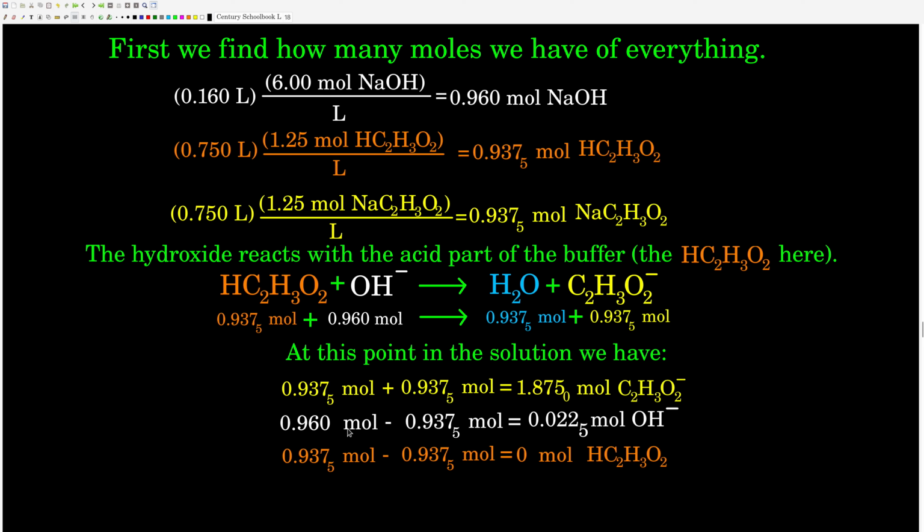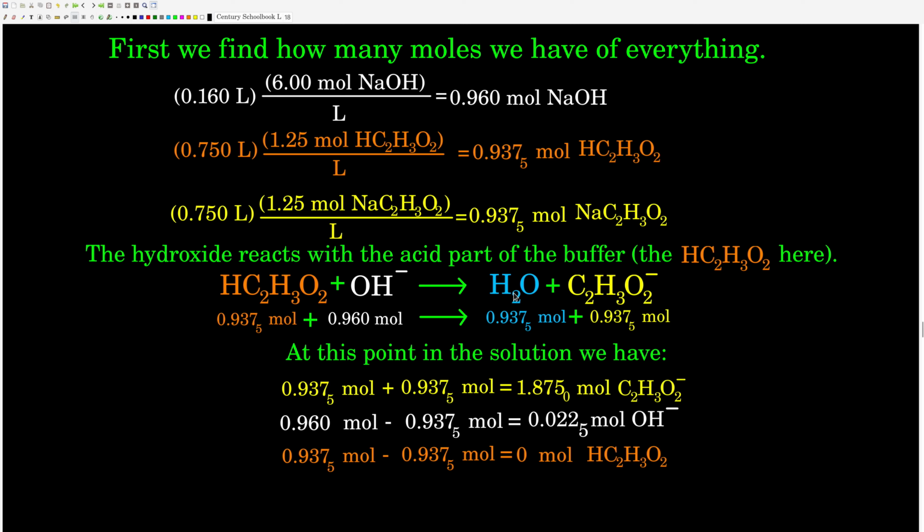We've used up this many moles of the hydroxide. Once we ran out of the acetic acid, then the hydroxide doesn't react anymore. And we have this many moles, 0.0225 moles of hydroxide left. And we don't have any acetic acid left, 0. Now, small point. We're adding some water from the reaction. This will change the volume. Depending upon the temperature, this much water adds about 16 or 17 milliliters to the volume of the solution.